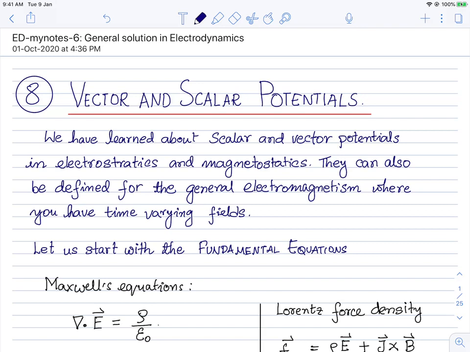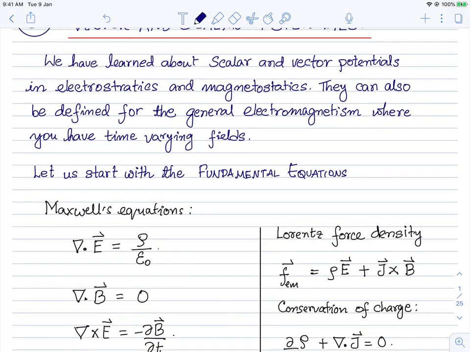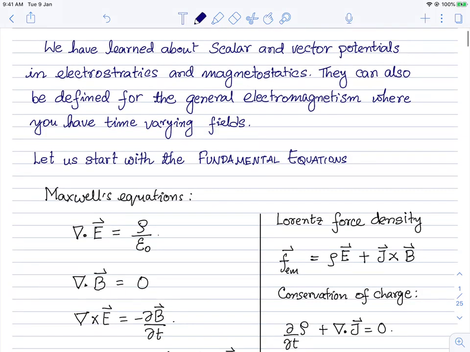Hello everyone. In this video, we are going to talk about the most general solution to the electrodynamic problem for arbitrary sources, arbitrary localized sources. What we would be interested in doing here is to write down a solution for the electric and magnetic field when we have some arbitrary charge density or current density. These are some arbitrary localized charge density and current density.